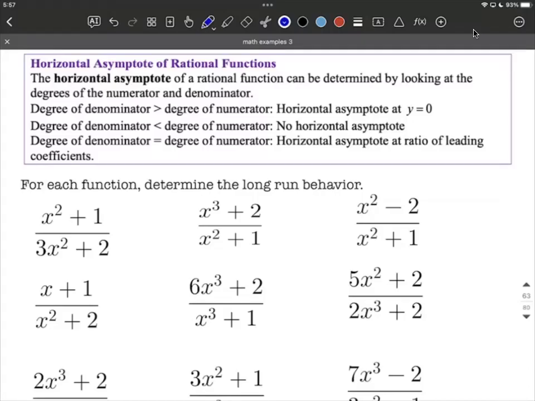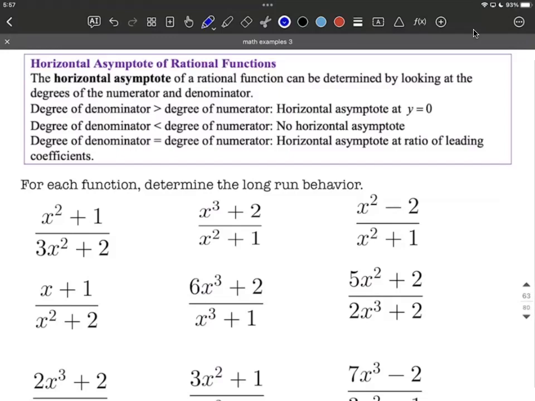Okay, let's talk about horizontal asymptotes and rational functions. So what we're going to do is use a test where we compare the degree of the numerator and the degree of the denominator on each one of these. We're going to run through about 9 examples real quickly right here, figure out if each has a horizontal asymptote and exactly where it is.